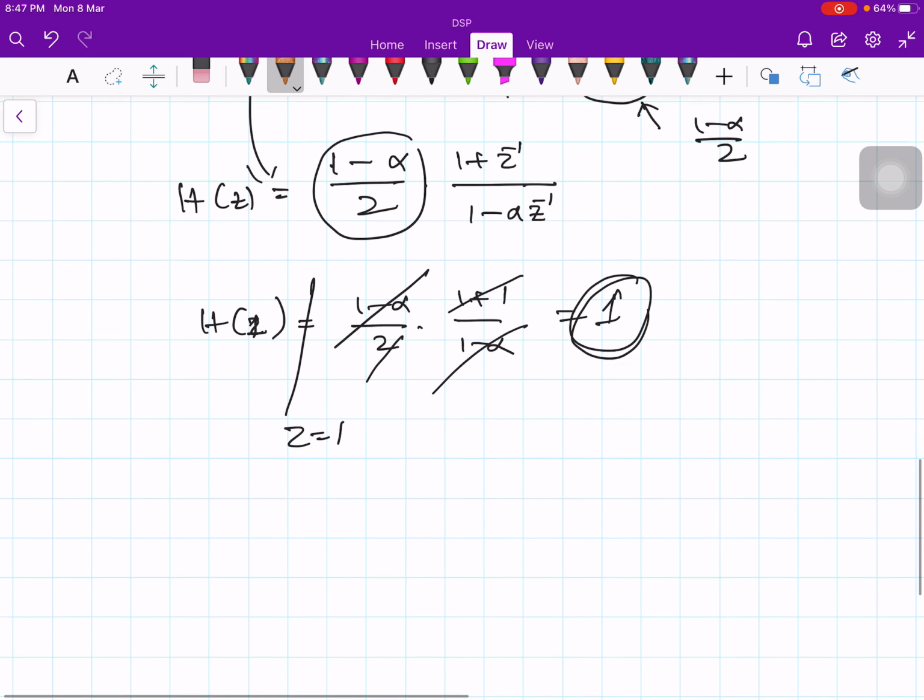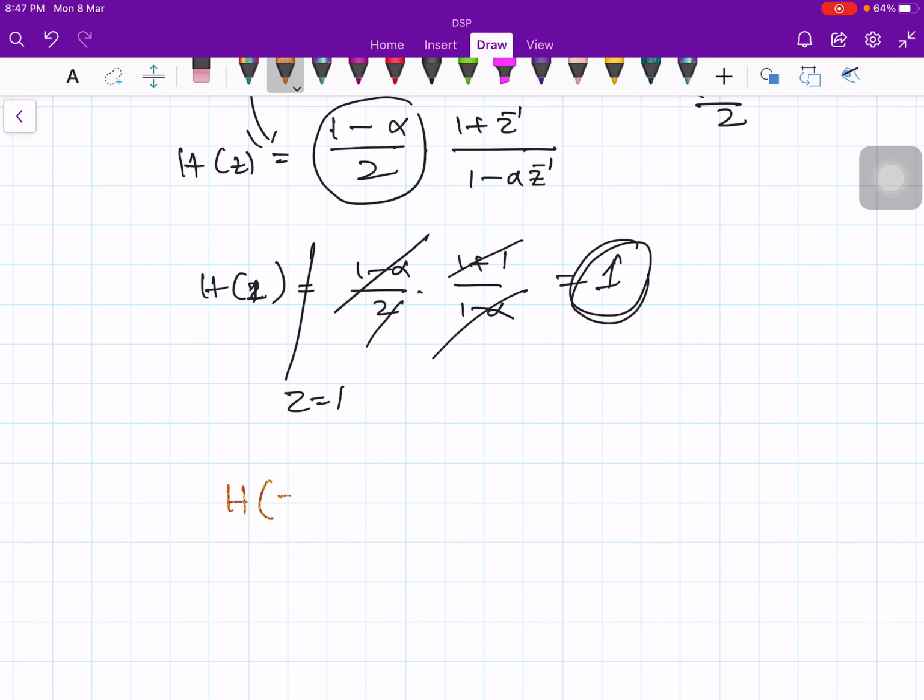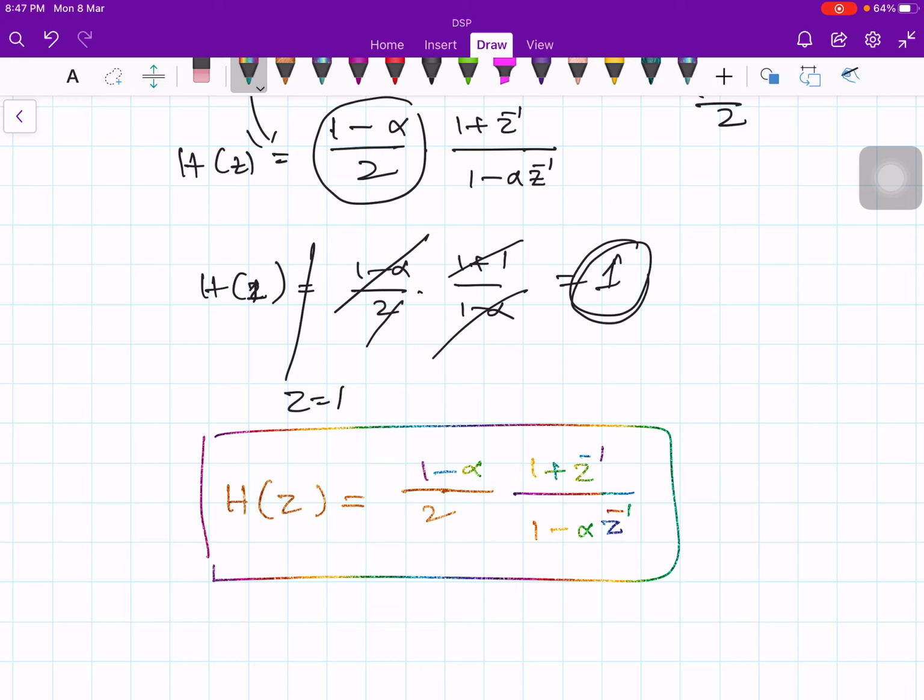Therefore, my infinite impulse response low pass filter is (1 minus alpha) divided by 2 times (1 plus z inverse) divided by (1 minus alpha times z inverse). So this is the IIR low pass filter. Why do we need this? We multiply by this to get H of z equal to 1 at DC, and this is the scaling constant.